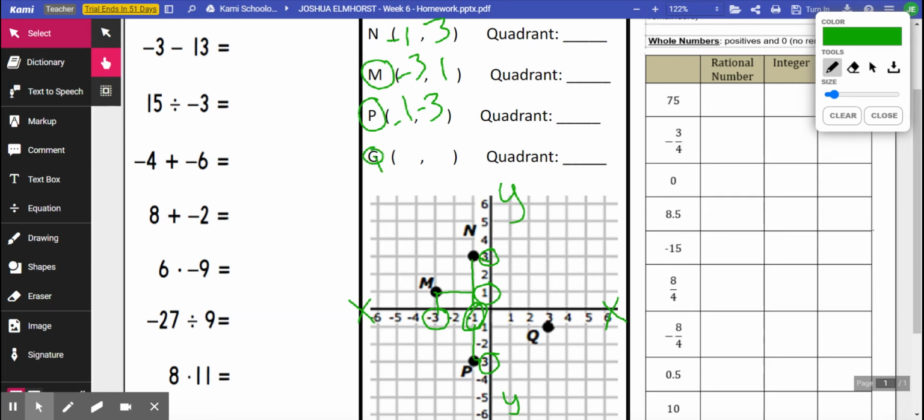And then point G, where did point G come from? That's supposed to be Q. So point Q, the x-coordinate is 3, and the y-coordinate is -1.